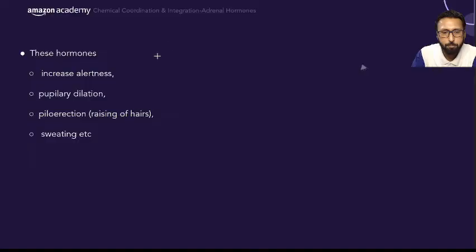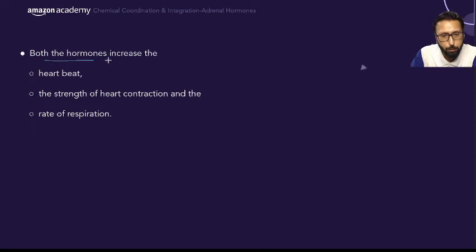Okay, now these hormones increase the alertness, obviously, so you can run away from the danger. Pupil dilation, so you can see better, piloerection, raising of hairs, and sweating. Both of these hormones cause, because we want to run away or fight, so we want more blood, so we increase the heartbeat and the strength of heart contraction so that the heart can pump more blood into the body, that is increasing the cardiac output. So our heart is pumping more blood into the body, obviously required to run away or to fight.